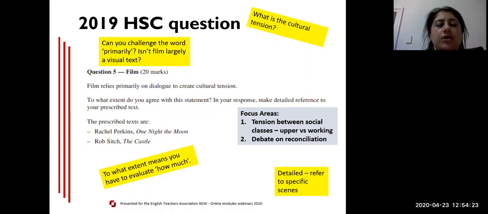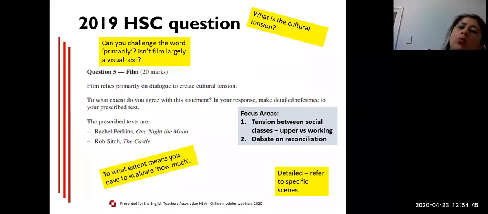I really think the tension between the social classes is very important. Upper versus working class, the individual versus authority, because authority is often associated with the upper class. And the debate on reconciliation is also important in terms of reconciling those classes, but also the race relations debate that is brought in there.